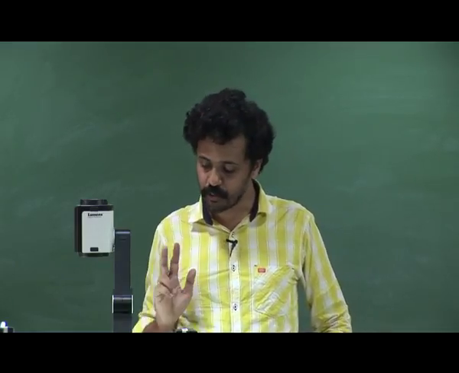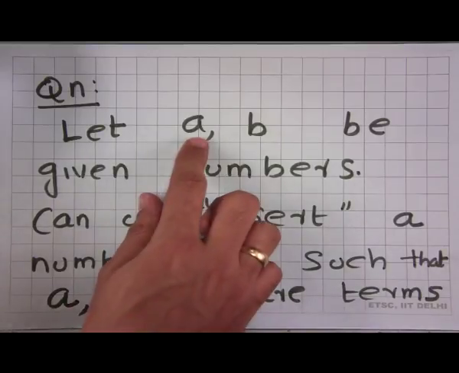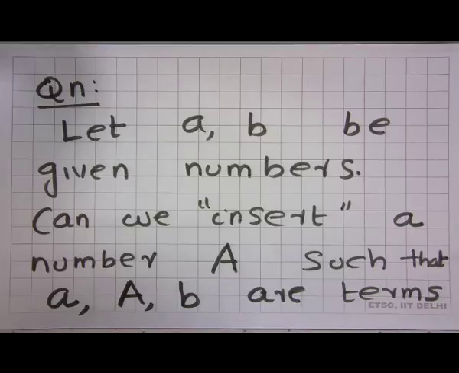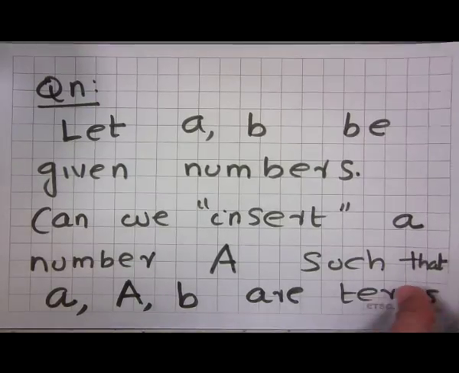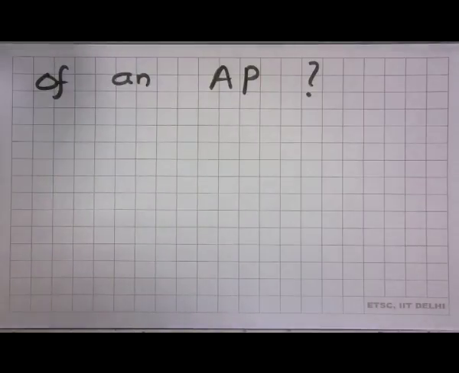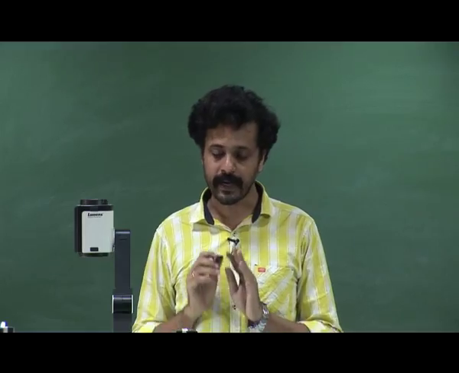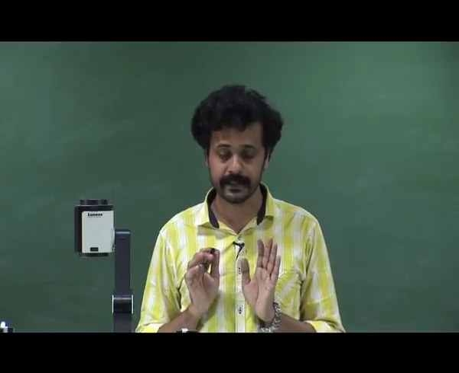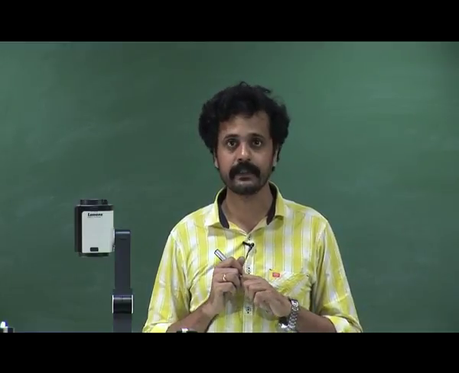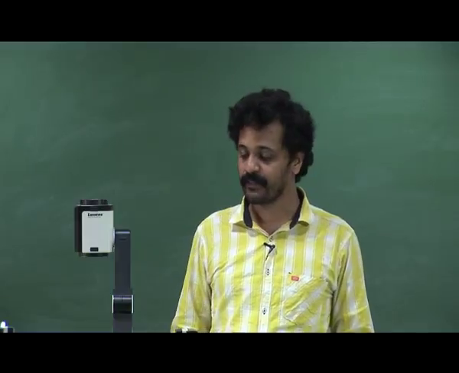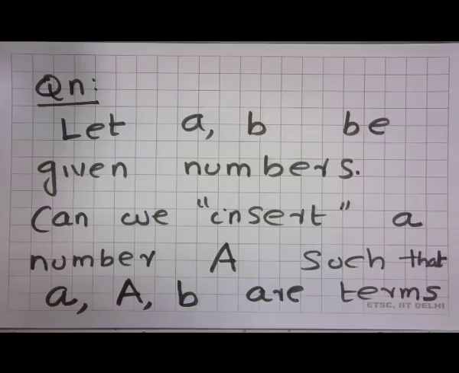You are given two real numbers. Let us denote them by small a and small b, and we are asked to see whether we can come up with a capital A such that small a, capital A and small b become three consecutive terms of an arithmetic sequence. Observe that for an arithmetic progression, the difference of any two successive terms should remain the same. With that basic principle, we can answer this question.